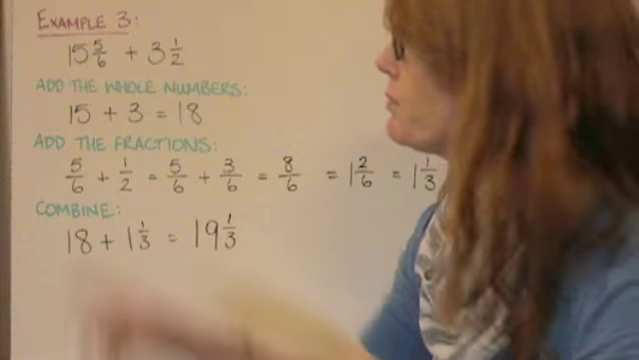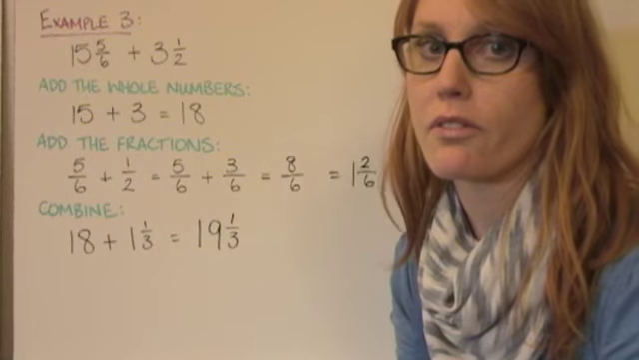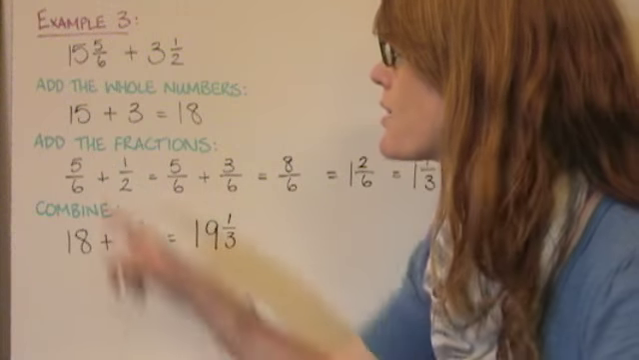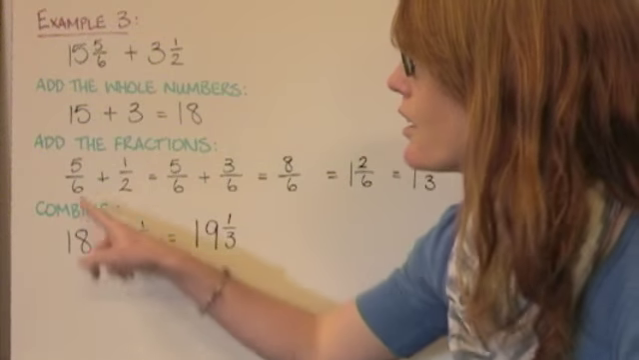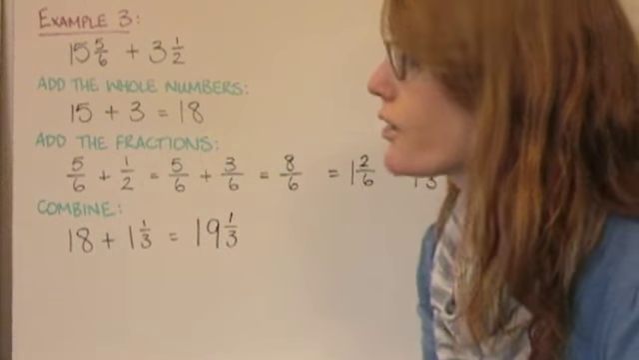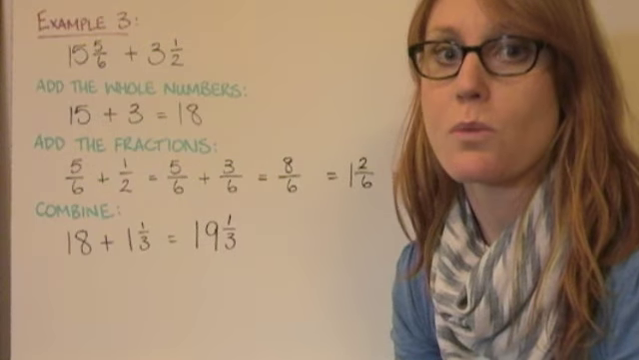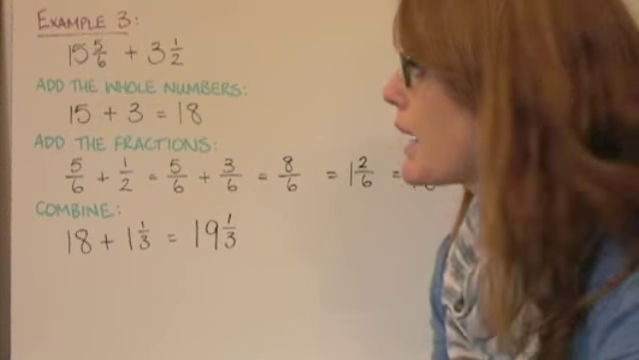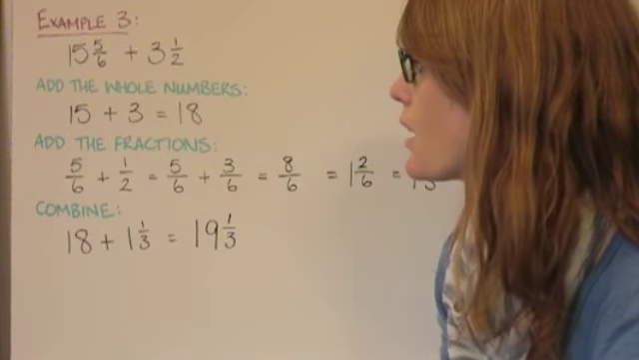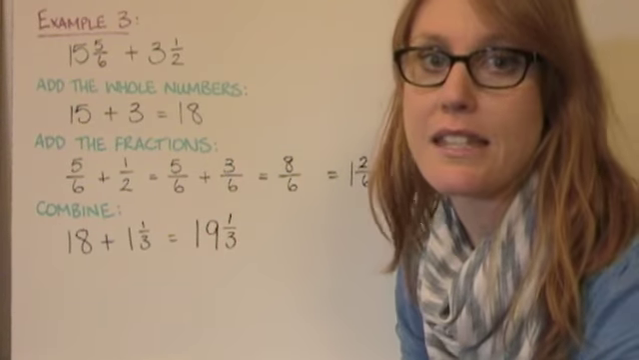Our third example has 15 and 5/6 plus 3 and 1/2. So we start by adding the whole numbers. 15 plus 3 is 18. Then we add the fractions. 5/6 plus 1/2. Again, they're unlike denominators, so we need to find equivalent fractions with the least common denominator. In this case, the least common denominator is 6. So 5/6 plus 3/6 equals 8/6.